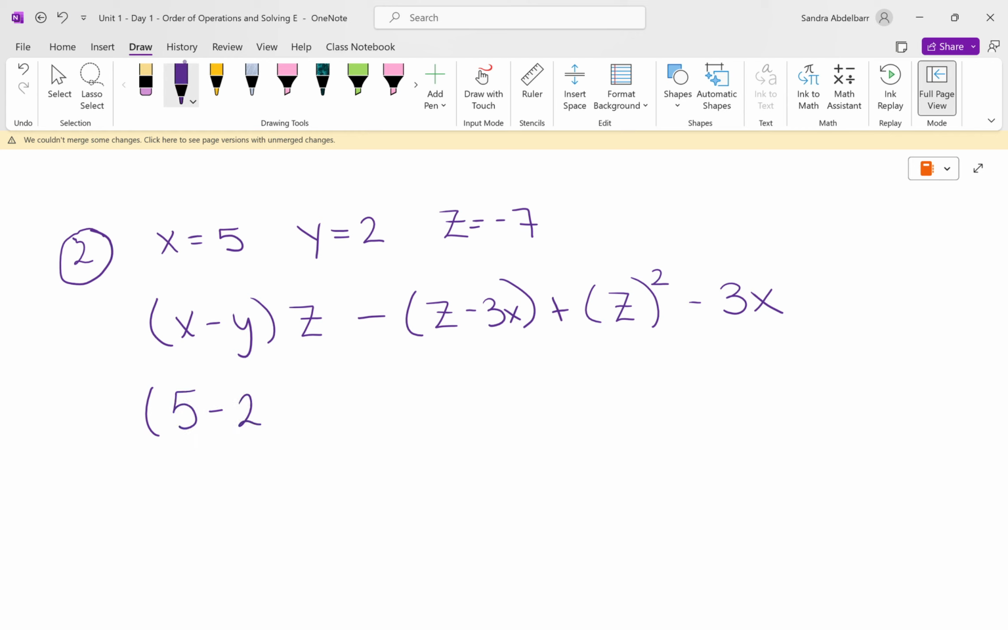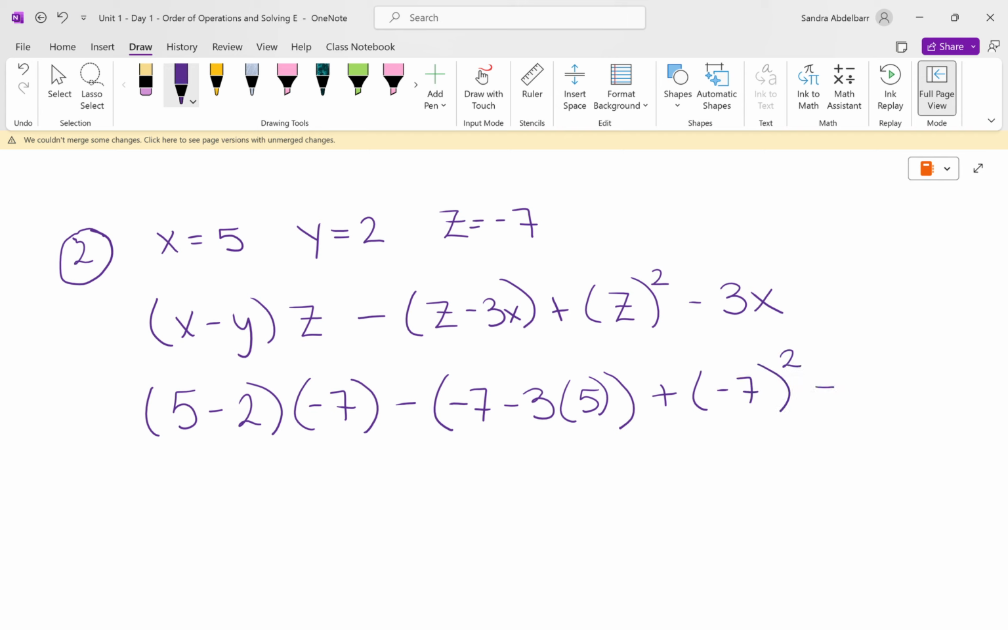Yeah? Okay. So we're going to plug in. We are 5 minus 2 times negative 7 minus the quantity of negative 7 minus 3 times 5, close our parentheses, plus negative 7 in parentheses squared minus 3 times 5. So now we simplify. We know we're working here first. 5 minus 2 is 3. And then 3 times negative 7 is negative 21.